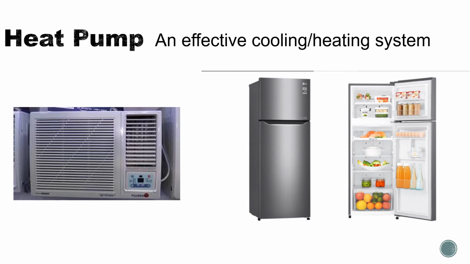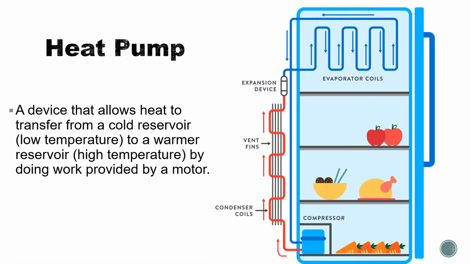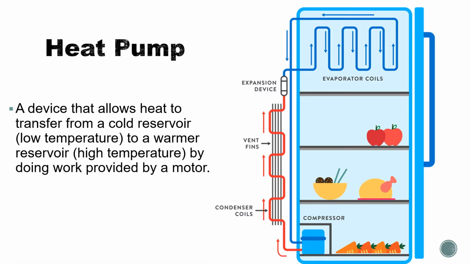Examples are air conditioning units and refrigerators. A heat pump is a device that allows heat to transfer from a cold reservoir of lower temperature to a warmer reservoir of higher temperature by doing work provided by a motor.